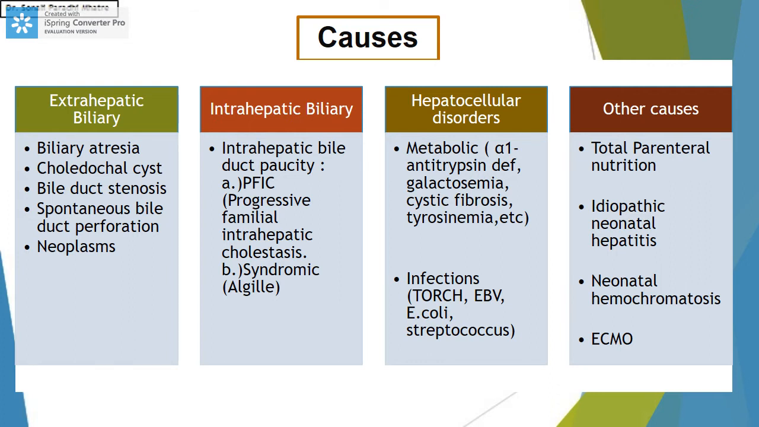And some other miscellaneous causes like total parenteral nutrition can cause direct jaundice, especially the lipid component of the TPN has been linked to direct jaundice. However, for direct jaundice to be caused, we need a prolonged TPN. That is, more than 3 weeks of TPN can be implicated as a causative factor of jaundice. Then it can be secondary to idiopathic neonatal hepatitis, neonatal hemochromatosis, and sometimes in cases of ECMO, the child can have direct jaundice as a residual.